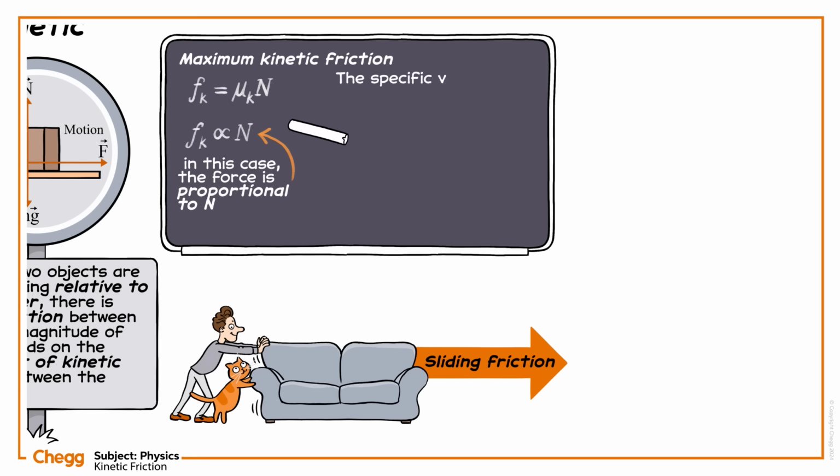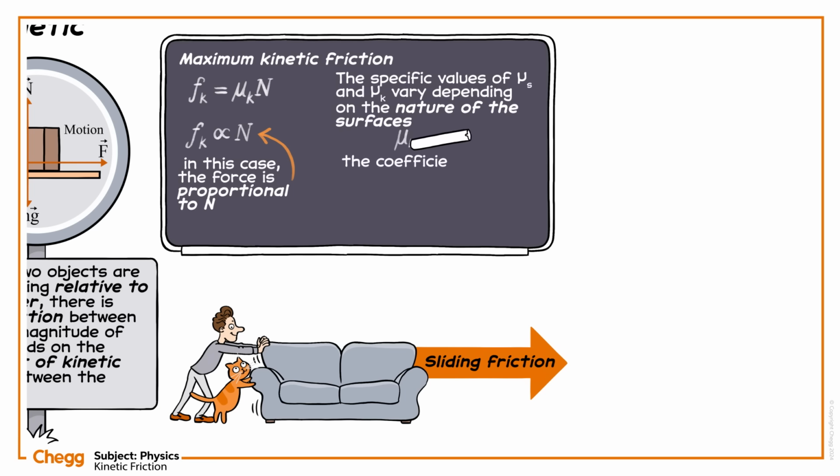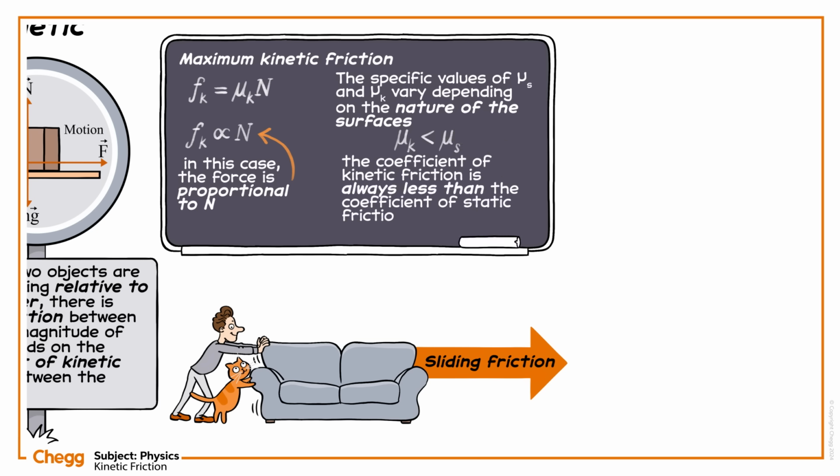The specific values of μs and μk vary depending on the nature of the surfaces. But the coefficient of kinetic friction is always less than the coefficient of static friction. That tells us it's easier to keep an already moving object in motion than to make a static object move.